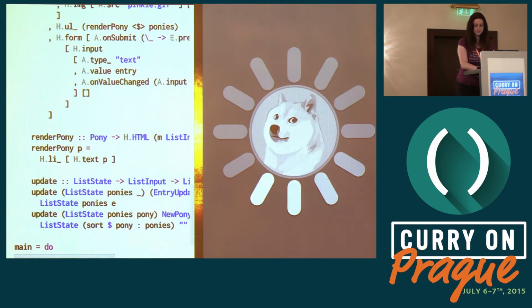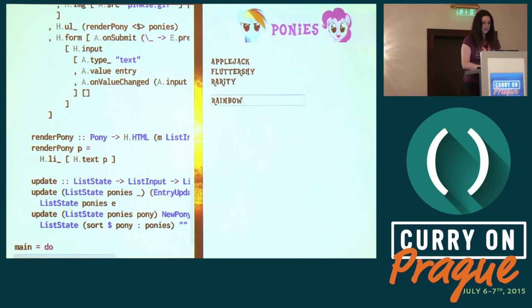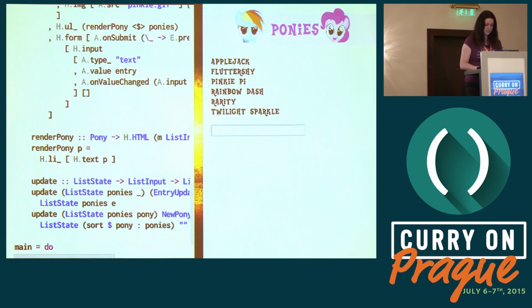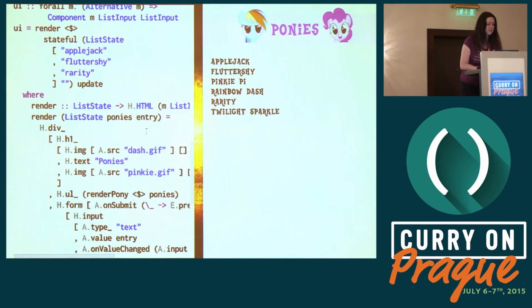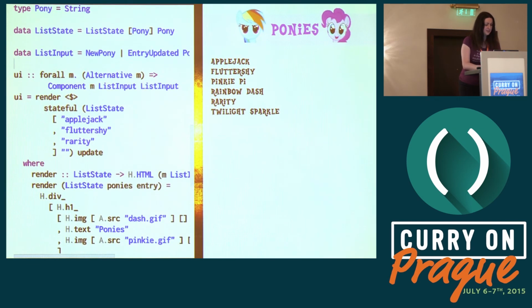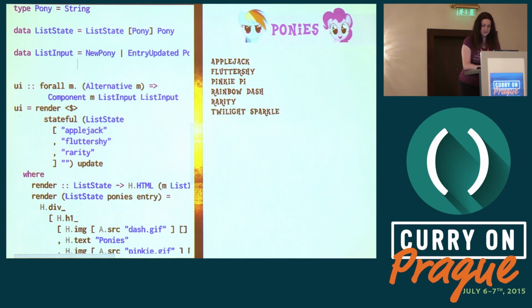Let's see if that works. Okay, rainbow dash. Cool. Twilight sparkle. Very cool. And Pinkie Pie. Oops, I mistyped it. So I'd like to be able to delete that and add it properly. So let's see if we can do that. Just going to add one more event. Let's call it remove pony, and the name of the pony to be removed.